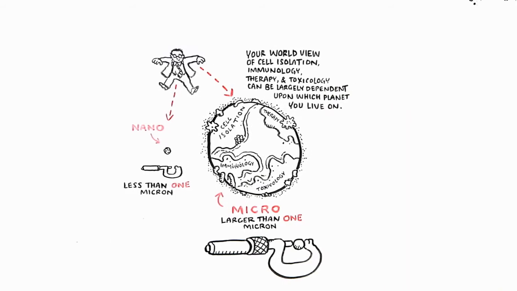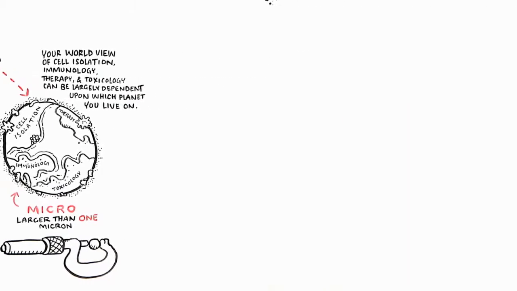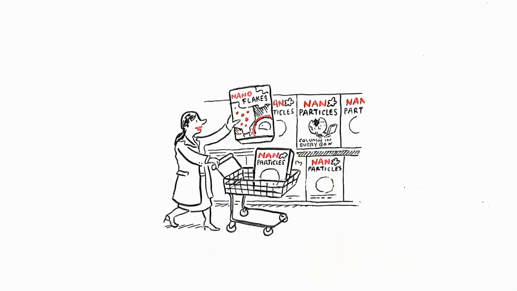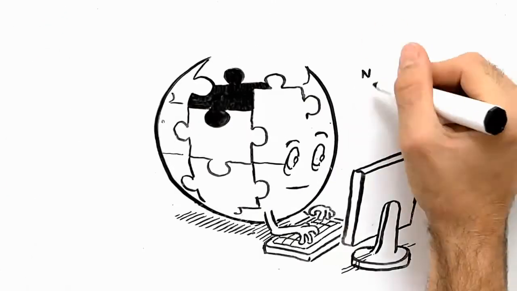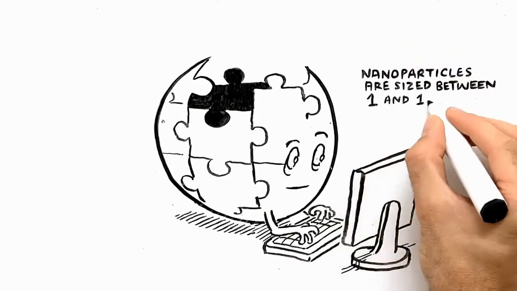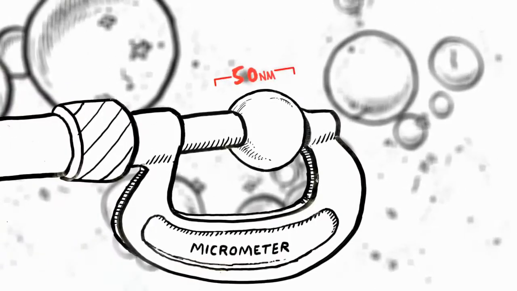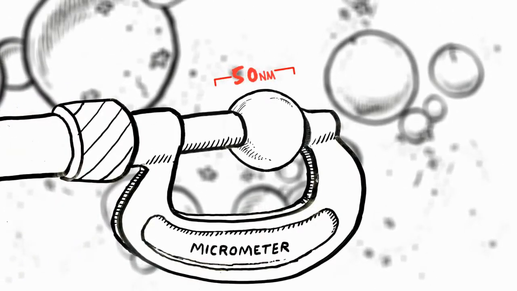While this is an oversimplification, there are many different definitions of nanoparticles in play, depending on technology, manufacturing types, and brands. But to simplify, let's look at Wikipedia's definition. Nanoparticles are sized between 1 and 100 nanometers. So here's the thing. The most commonly used product for cell isolation, referred to as microbeads, are actually only 50 nanometers. Therefore, they're not micro-sized at all.